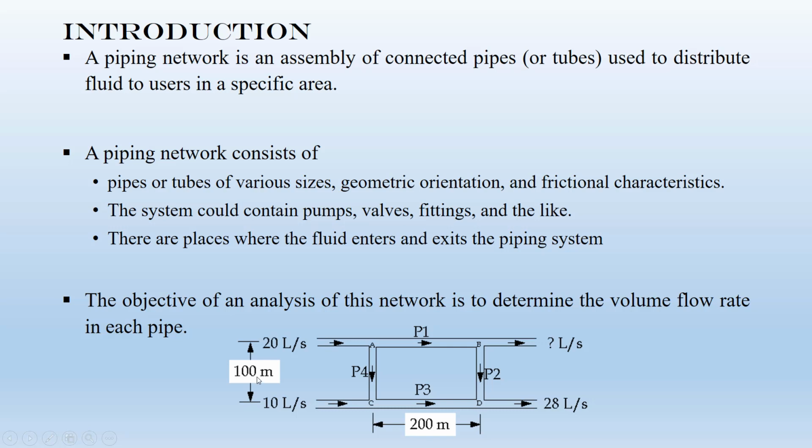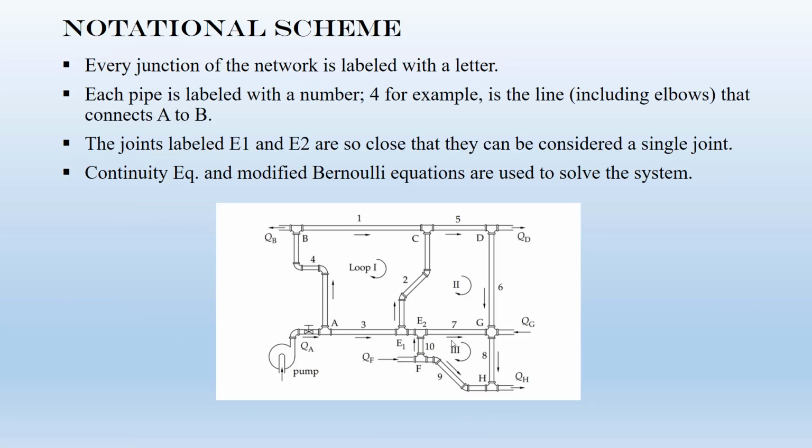The main objective of this pipe network problem is to determine the volumetric flow rate in different pipes. So we normally have information for the pipe lengths, the pipe diameters, and the relative roughness, and then what you need to do is find the volumetric flow rate in each pipe.